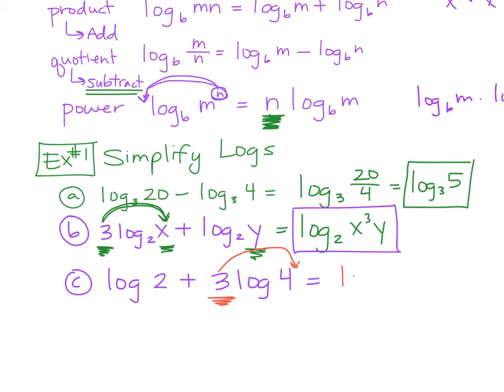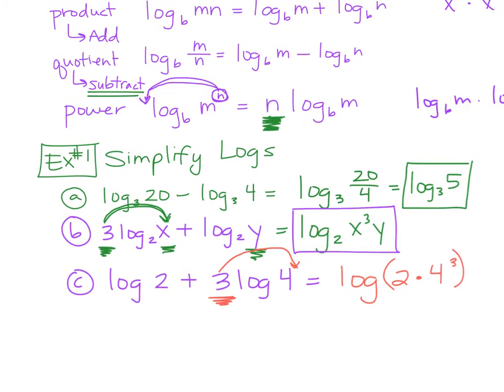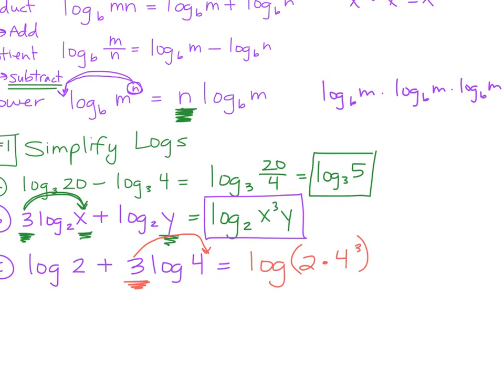So it's going to be log 2 times, because we're adding, we're actually multiplying, 4 to the 3rd power, okay? And we're taking the log of all of that. That's going to be one number. You're just going to simplify that number. What's 2 times 4 to the third power? Anybody? 128. This is 64 times 2, so it's log 128. Isn't that fun? I think that's so fun. I love it.